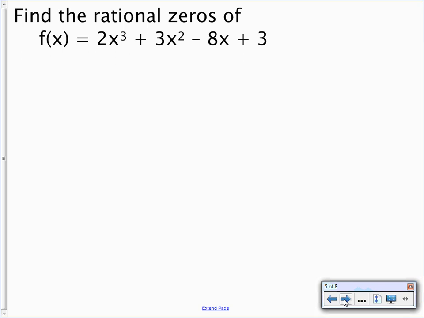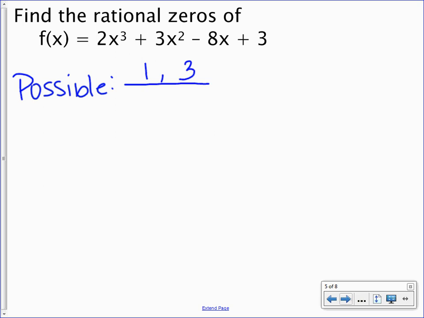Okay, so the rational zeros test says that our rational zeros are in the form of P over Q. So first of all, we're going to figure out our possible zeros. So they're in the form of P over Q. P are factors of what? Our constant. What's our constant? What are factors of 3? 1 and 3. Okay?